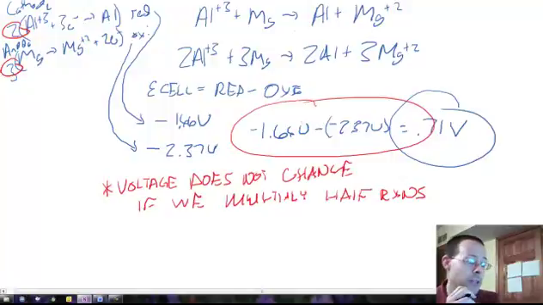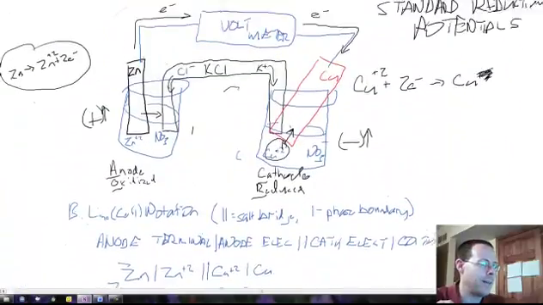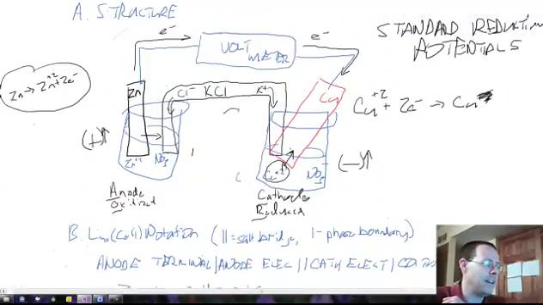Alright? And that is it for 14.1. It was kind of a long one. Super important stuff. If you understand the galvanic cell right up here, this is key to understanding electrochem.